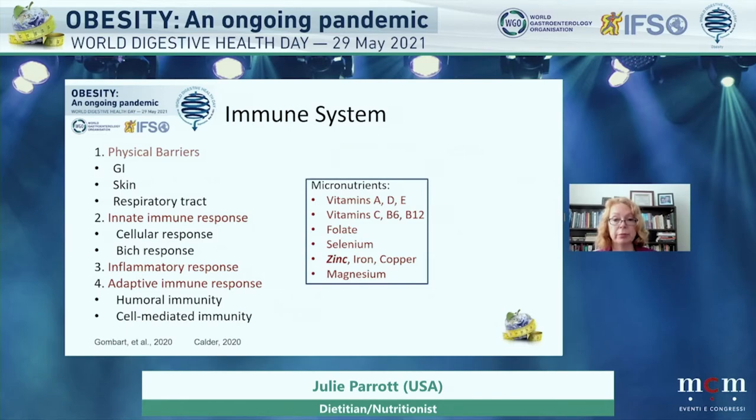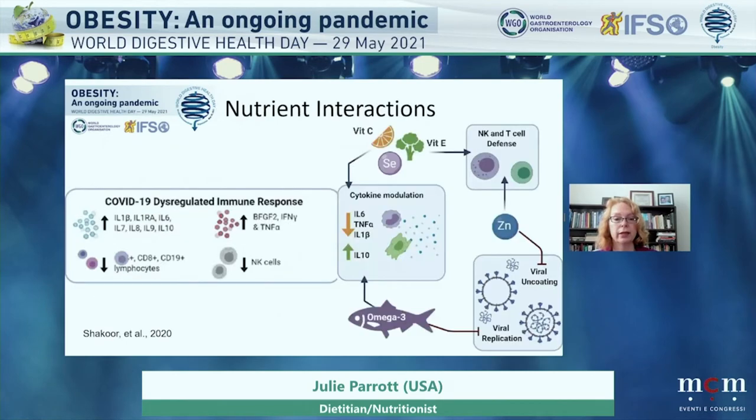The micronutrients listed in the box have key roles at every stage of the immune system, including creating physical barriers and being integral to the innate, inflammatory, and adaptive immune responses. Thus, the immune system requires micronutrients to function normally. There's been a great amount of research looking into micronutrients and combating the COVID-19 dysregulated immune response. We know that adipocytes in obesity release primarily pro-inflammatory cytokines such as interleukin-6 and tumor necrosis factor alpha, while adipocytes from lean individuals release more anti-inflammatory cytokines. Thus, the immune system is dysregulated in patients with obesity.